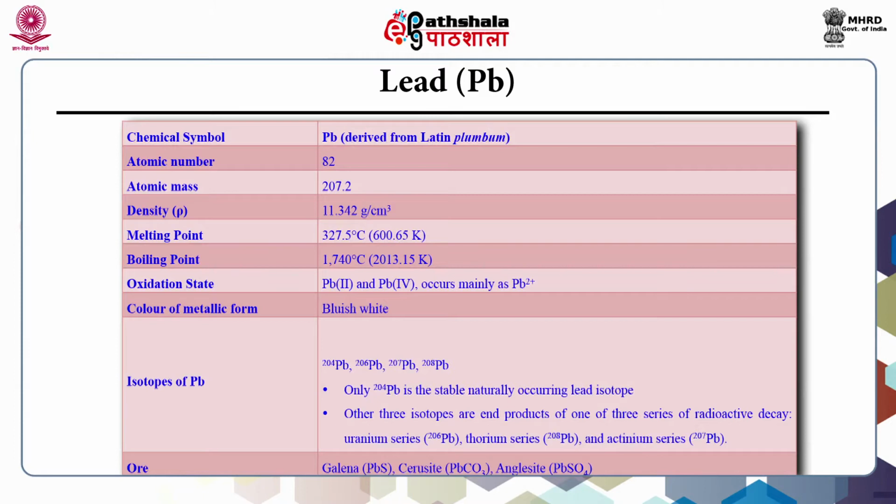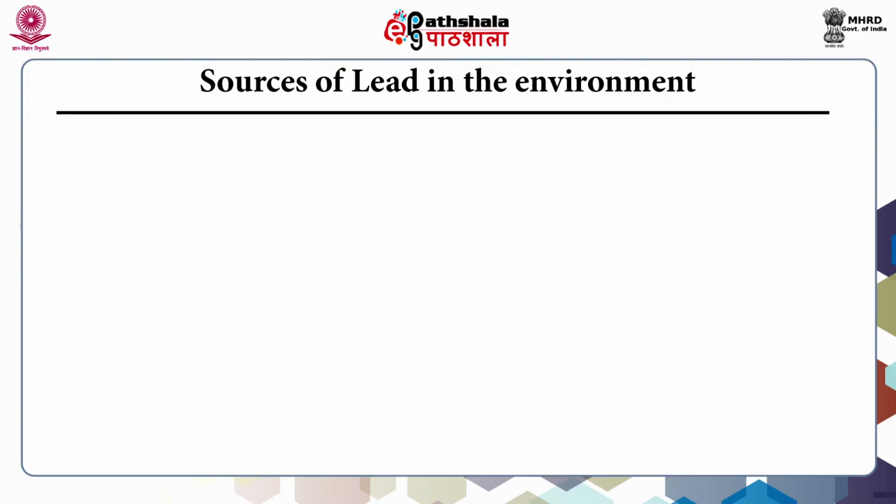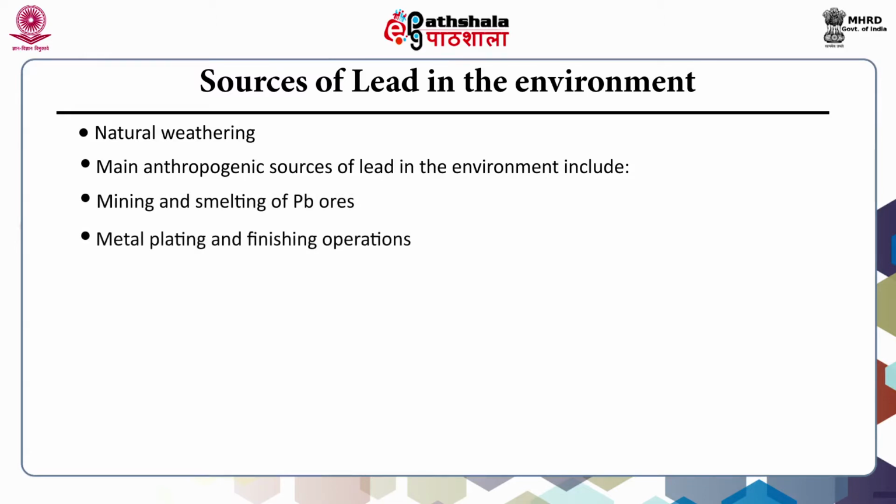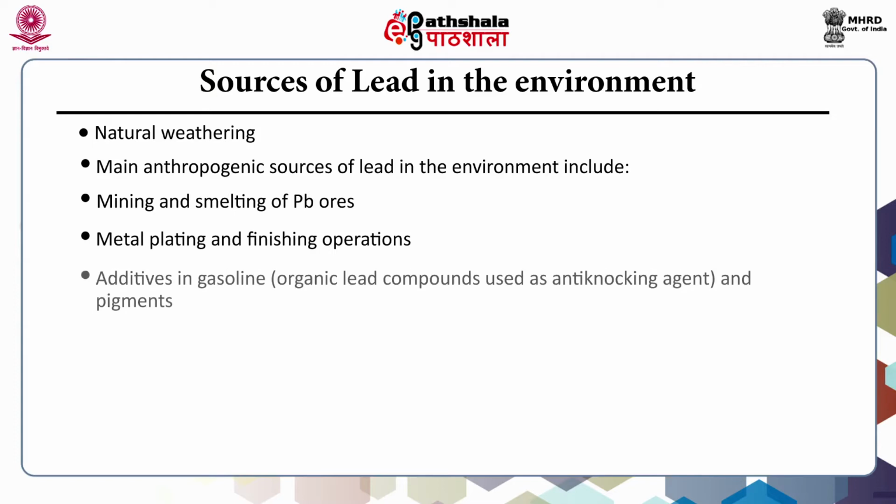Lead is an extremely toxic metal without any known biological function. As far as the sources of lead in the environment are concerned, they are natural as well as anthropogenic. The common natural source of lead in the environment is natural weathering of rocks, and main anthropogenic sources of lead in the environment are mining and smelting of lead ores, metal plating and finishing operations, additives in gasoline, organic lead compounds used as anti-knocking agents.